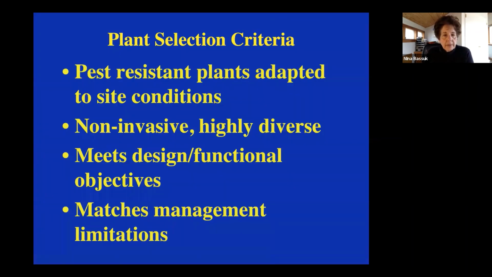So again, four criteria: pest resistant but adapted to site conditions, non-invasive, highly diverse, design functional objectives, and meeting management limitations. These are the important features of plant selection, not just trees, but all plants.